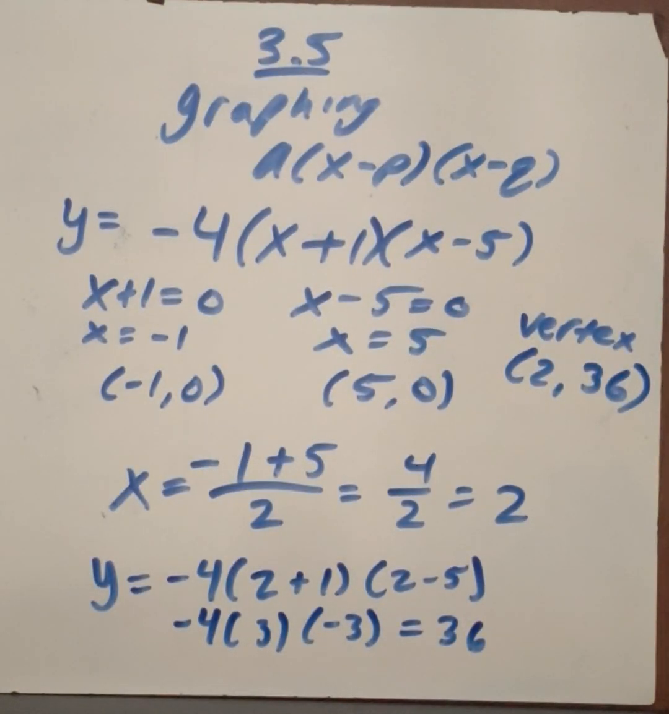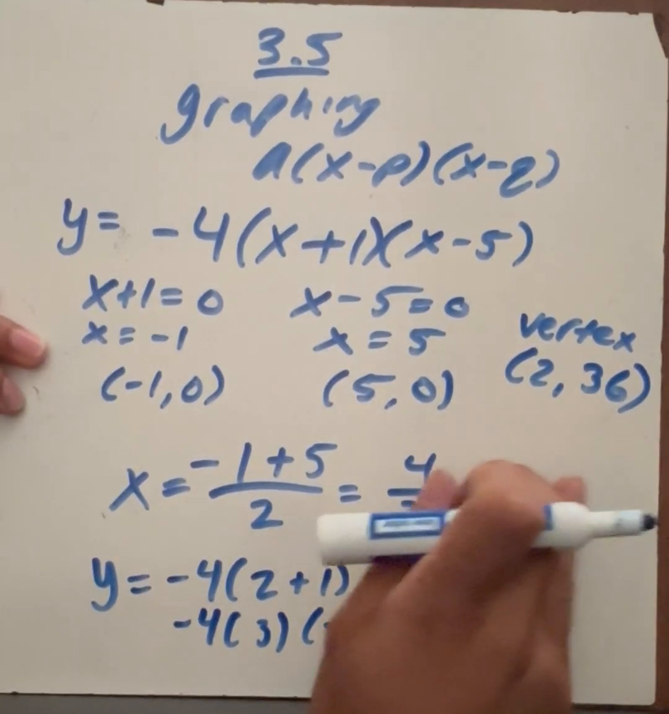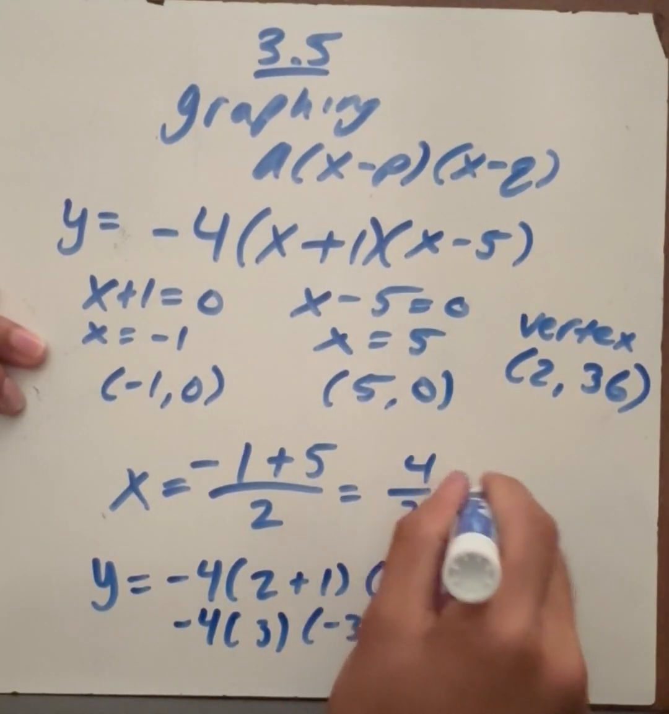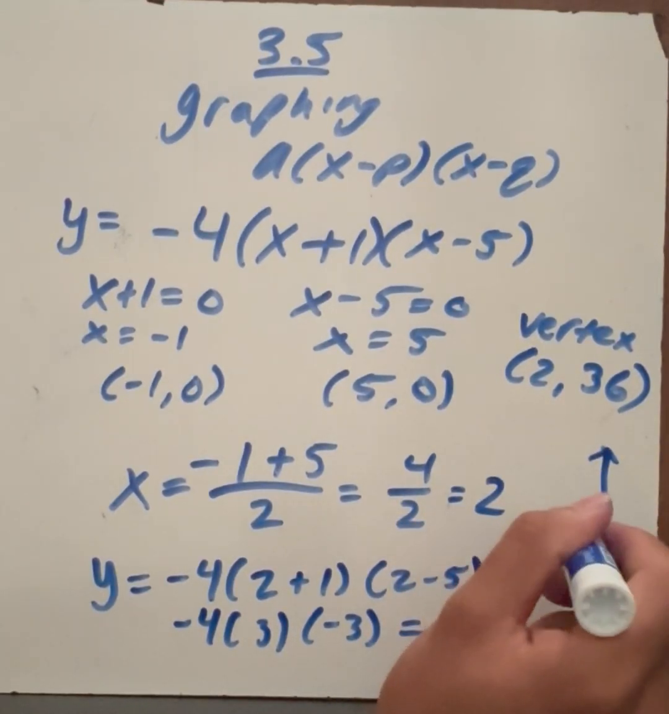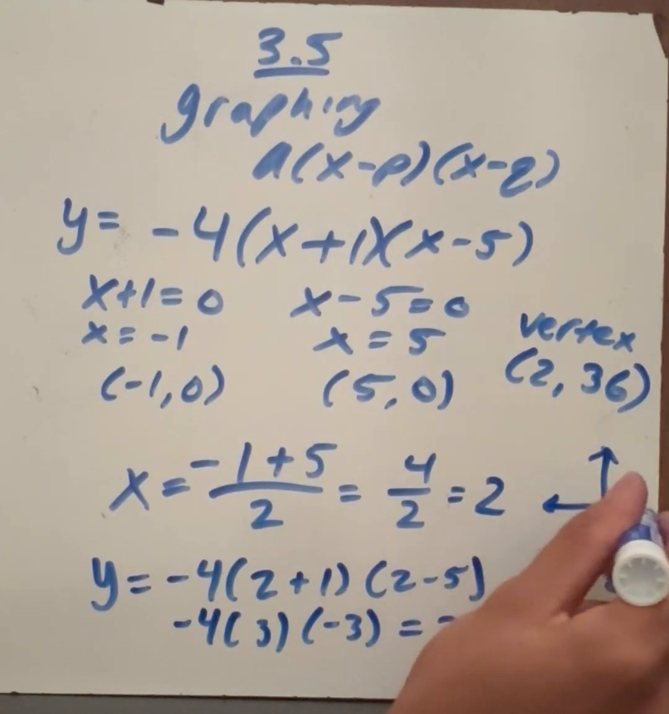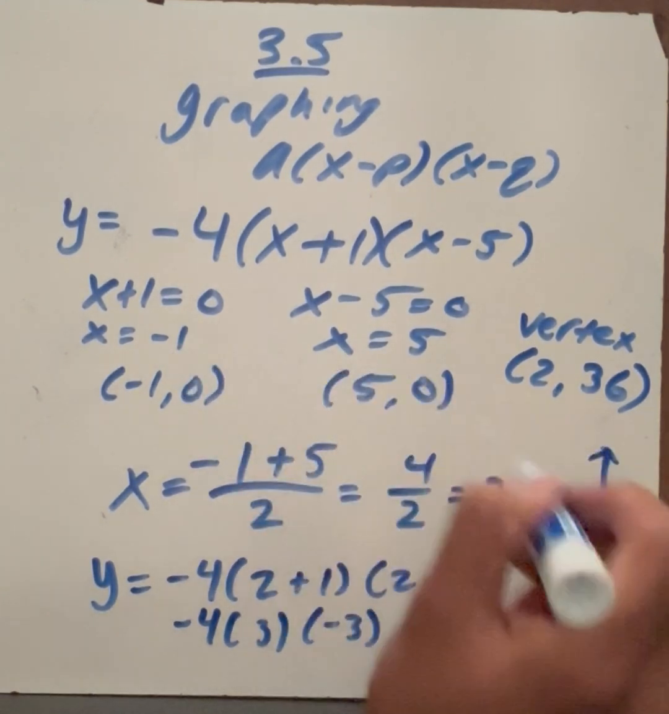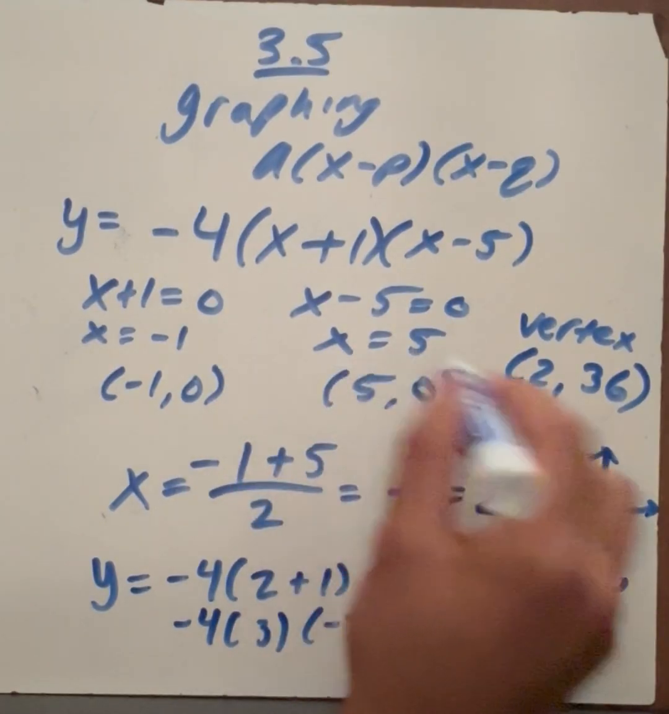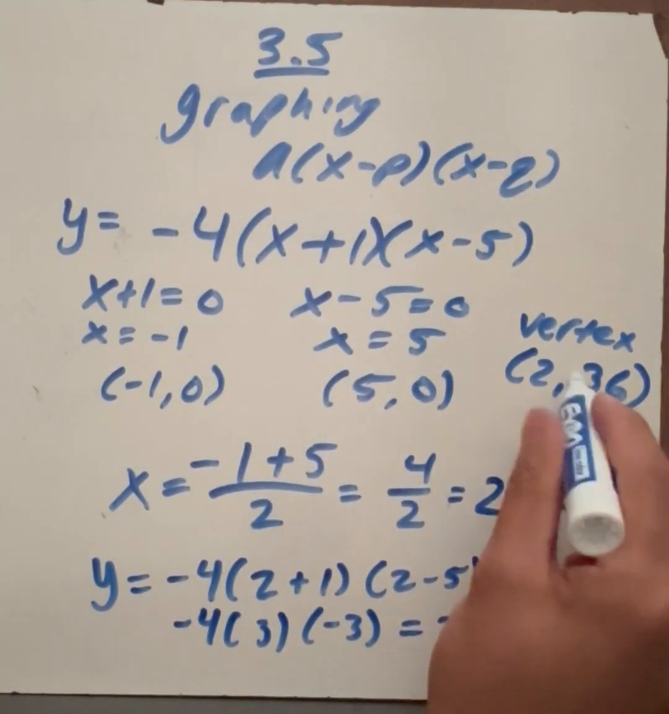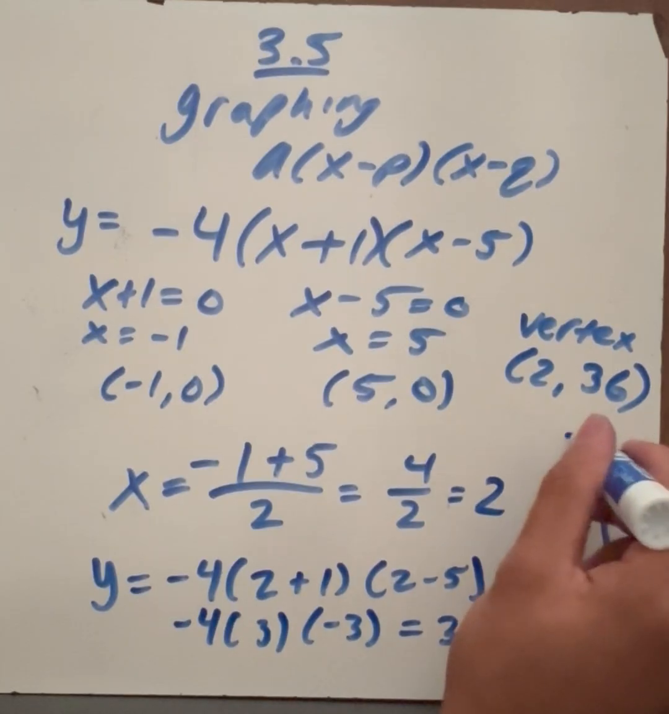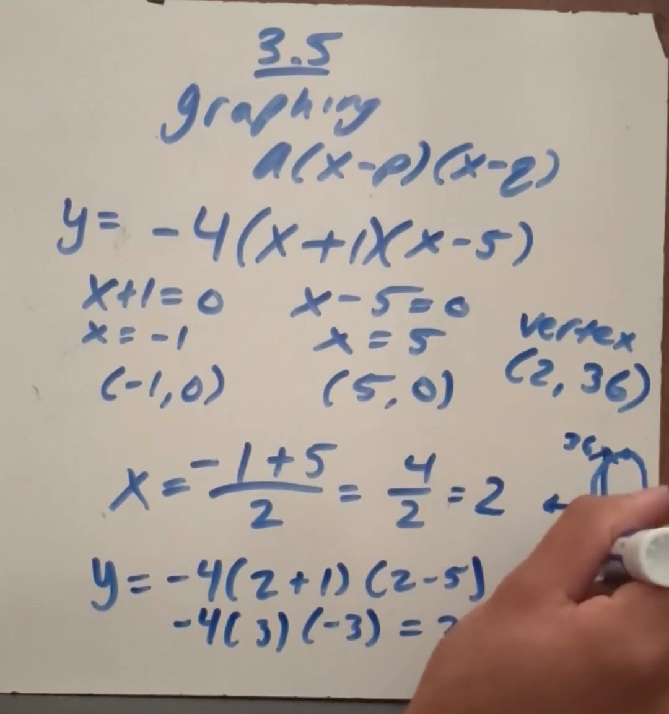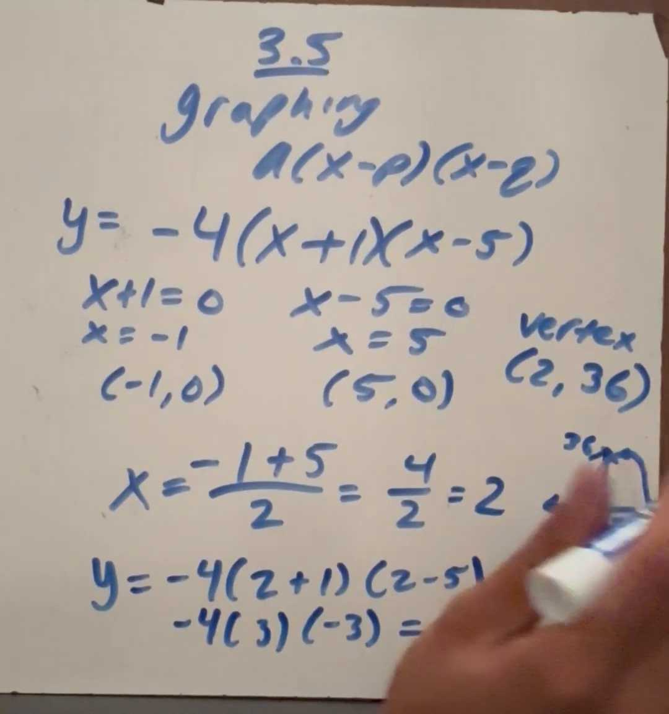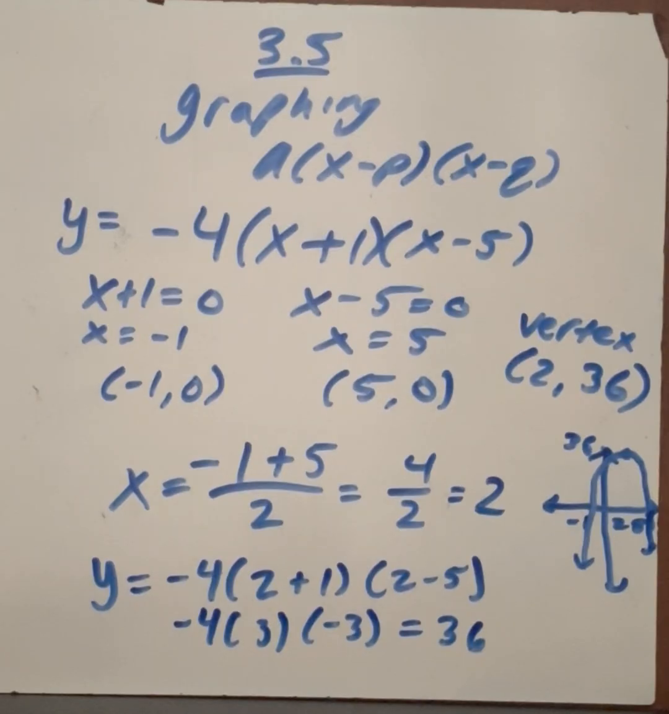Now we need to graph this, and I'll do it right here. If we know that one of the x-intercepts is negative 1 and one of the x-intercepts is 5, and the vertex is 2, comma 36, that's pretty much way up here, we just have to draw a smooth curve through that. Something that looks like that. That's a rough sketch, and we'll look at that later. So this is all that you have to do.